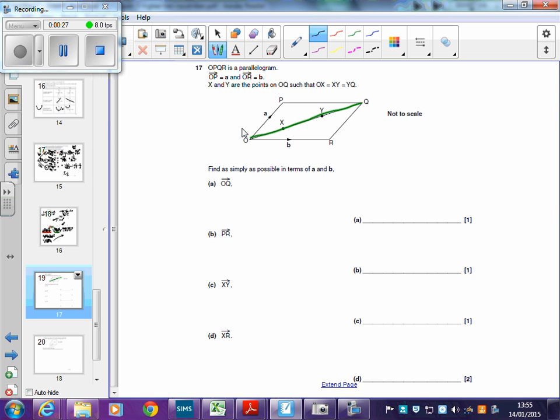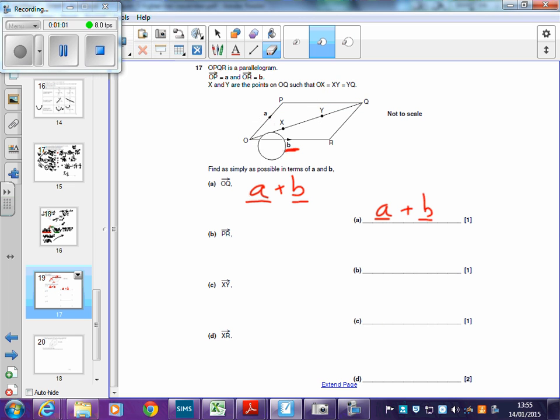All right, so find, as simply as possible, in terms of A and B. First one we want is OQ. So we want to go from O to Q. The first vector we go along, we're going in this direction. We're going with the vector, so we've gone along A, and then we've gone along this top. Now, that's not labelled, but the fact it's a parallelogram means it's exactly the same as that bottom line there. So we can also mark that as B, so altogether we've gone A plus B. And you should really underline the vectors because that shows that they're vectors.